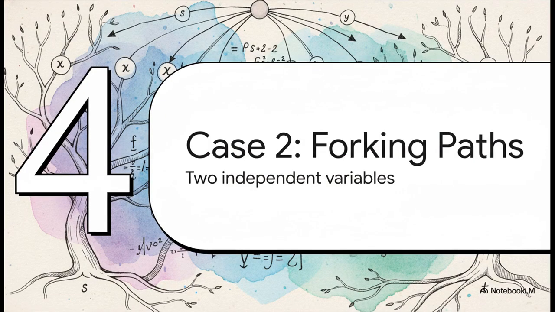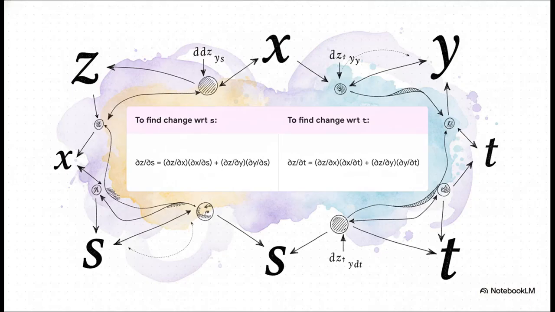So, are you ready to level up? What happens if our variable tree gets even more complex? Welcome to case 2, where our intermediate variables, x and y, now depend on two different independent variables, say s and t. Now, this might look like a lot, but don't get intimidated. The logic is exactly the same as before, we just have to do it twice.